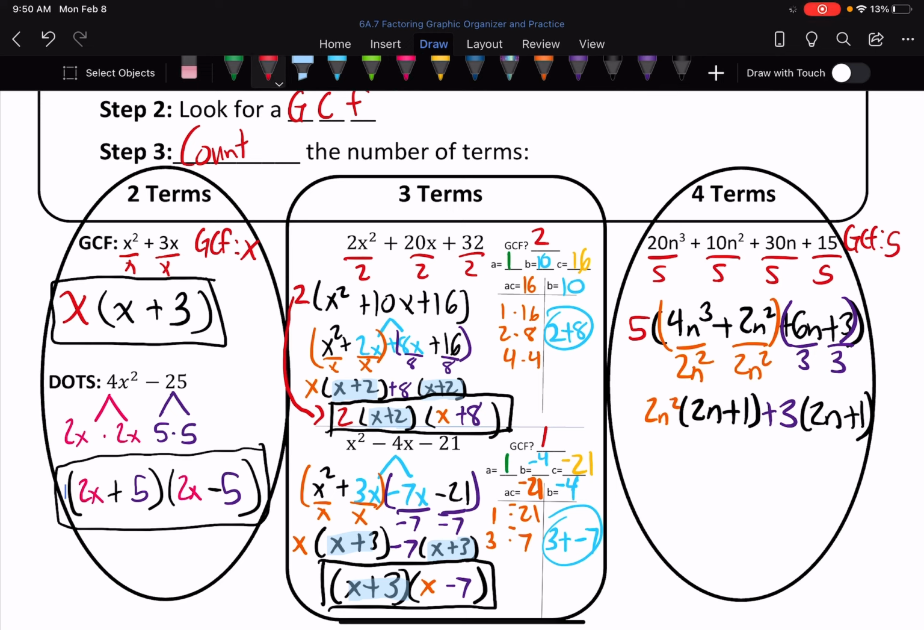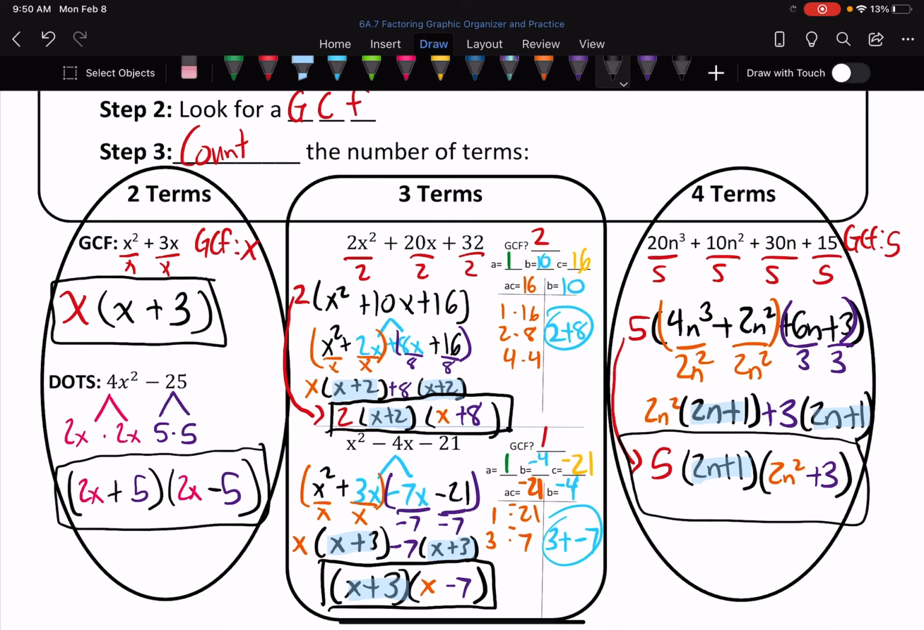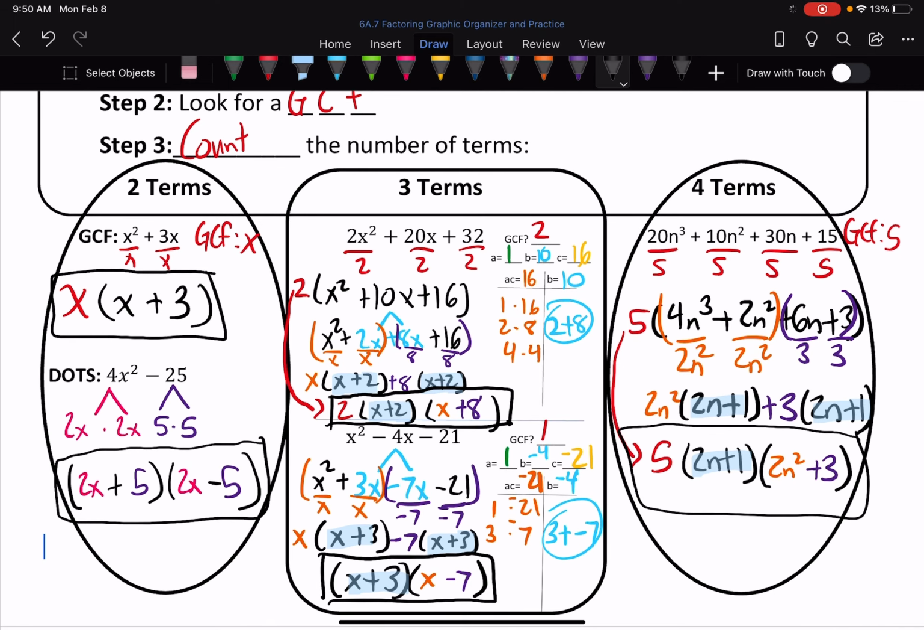So finally, I bring down my original greatest common factor, which is 5. That is going to be multiplied by this 2n plus 1, which both of our factored forms above share. And my last grouping is going to be the 2n squared plus 3. Alright guys, and that's how we factor 2-term, 3-term, and 4-term polynomials.